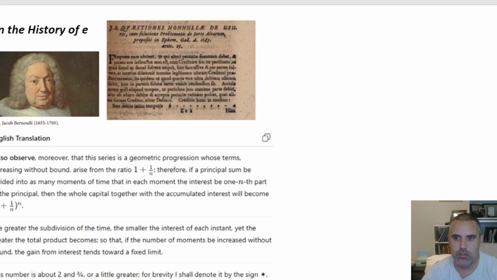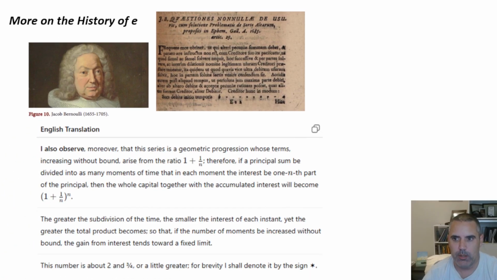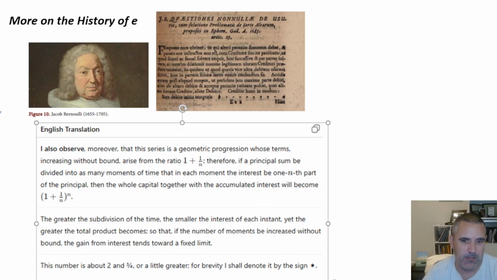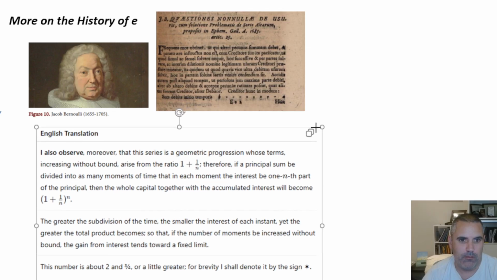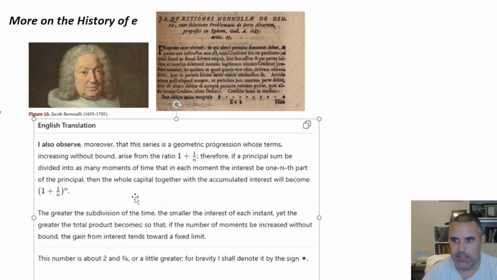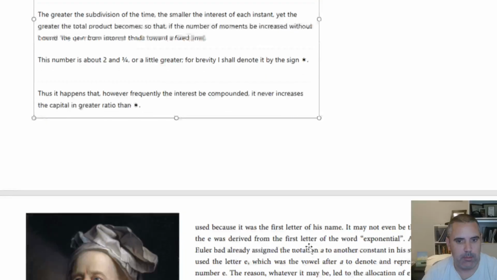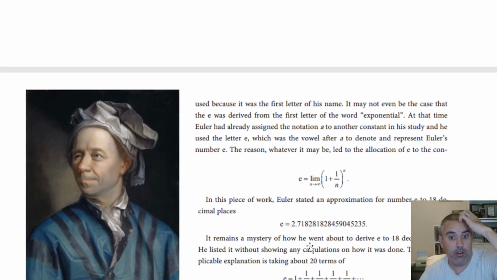so this is the original article written by Bernoulli. This time I threw it through a translator, which I'd never done before. And the translator basically said, it's doing its best, but it showed a spot in the article where he's using the symbol star to represent this limit. So star was the first symbol for E. And then Euler came along and wrote in an article about it, did 18 digits.